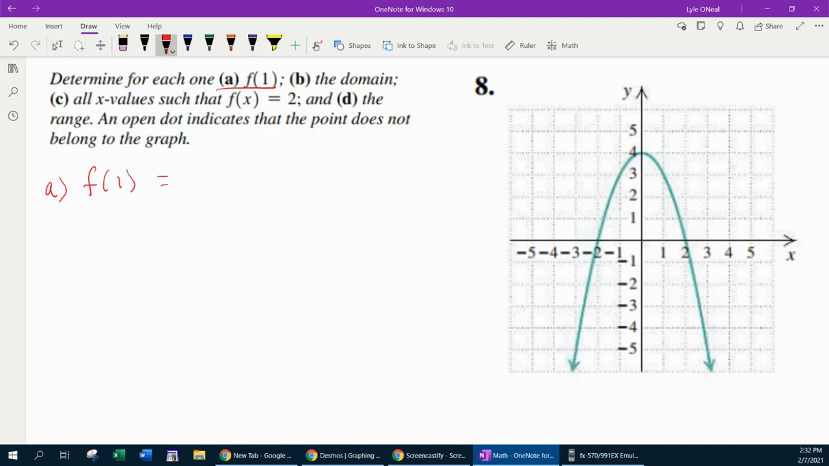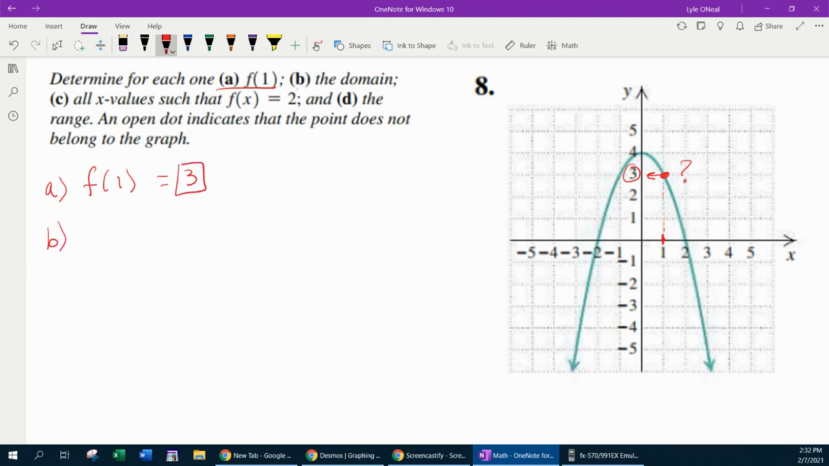And again, what that's saying is, when x is 1, what's y? Well, if I go to where x is 1, and then I go up until I hit the graph, I need to know, how high is that? When x is 1, how high is the y? And that is the answer for that part.